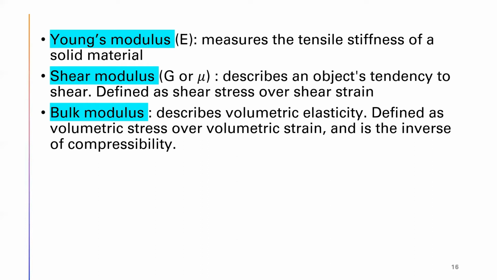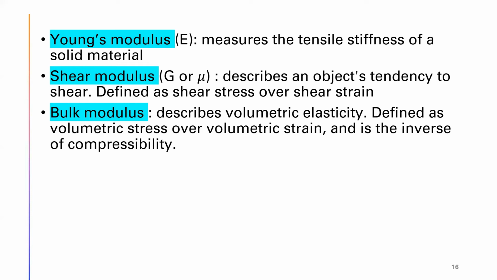There are three types of elastic modulus. The first one is Young's modulus. Young's modulus measures the tensile stiffness of a solid material. Shear modulus describes an object's tendency to shear. This is defined as shear stress divided by shear strain. And bulk modulus, which we'll discuss a bit more in the next slide.